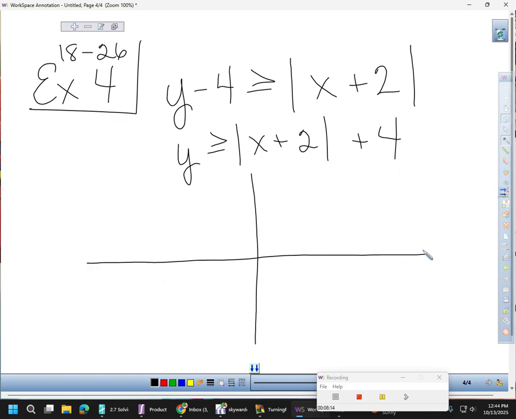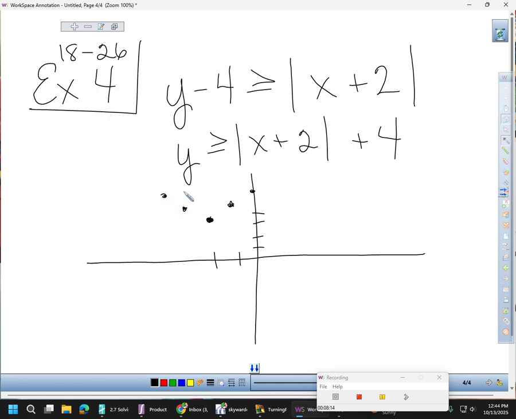This V is going to go to the left 2 and up 4. Here is my dot on my V. My slope is 1, so I'm going to go up and over 1. Up and over 1. Go back to my vertex. Up and back 1 and up and back 1.